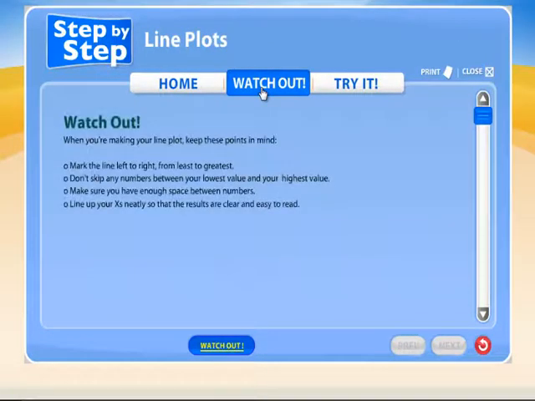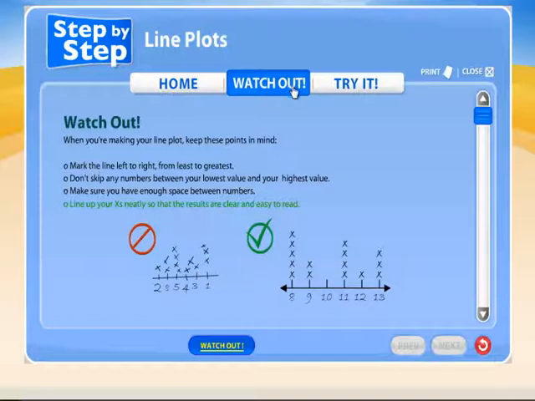When you're making your line plot, keep these points in mind. Mark the line left to right, from least to greatest. Don't skip any numbers between your lowest value and your highest value. Make sure you have enough space between the numbers. Line up your X's neatly so that the results are clear and easy to read.